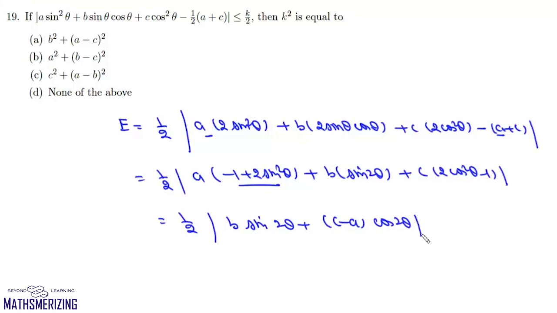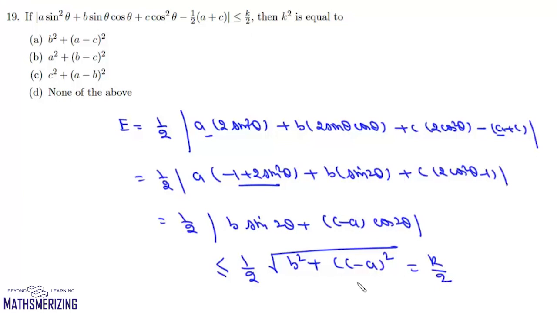Now this is of the form a sin theta plus b cos theta, and we know that a sin theta plus b cos theta is always less than or equal to under root of a square plus b square. So it will be less than or equal to 1 by 2 under root of b square plus (c minus a) square. Now it says this value is equal to k by 2. So the value of k square will be b square plus (c minus a) whole square, and that's your option A.